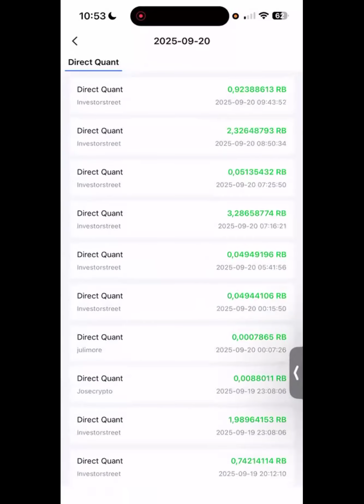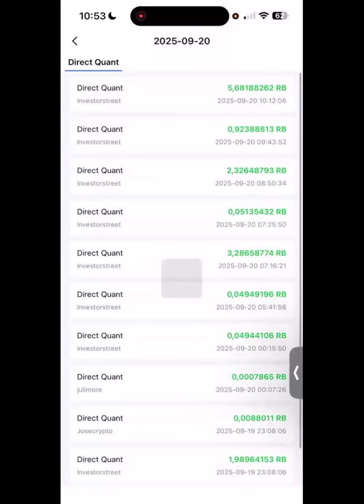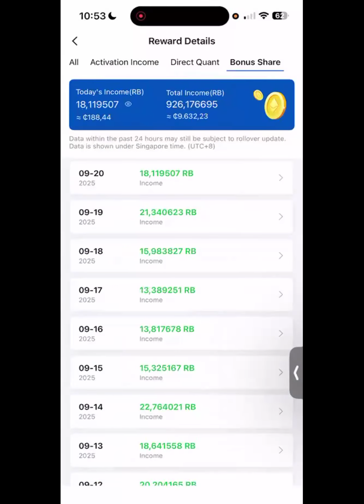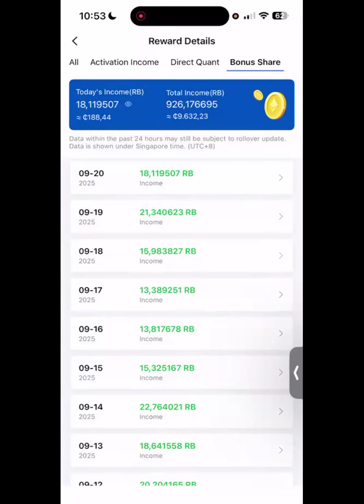Okay. So Jose Crypto, my indirect downline. Julie Moore, one indirect downline. Investor Street, my direct downline. So you can see them in that order. Okay. Then we have the bonus share. So that is the pool that was introduced 2 months ago. When you tap on it, you would see the details that it's from the weighted pool share. I hope that is clear.